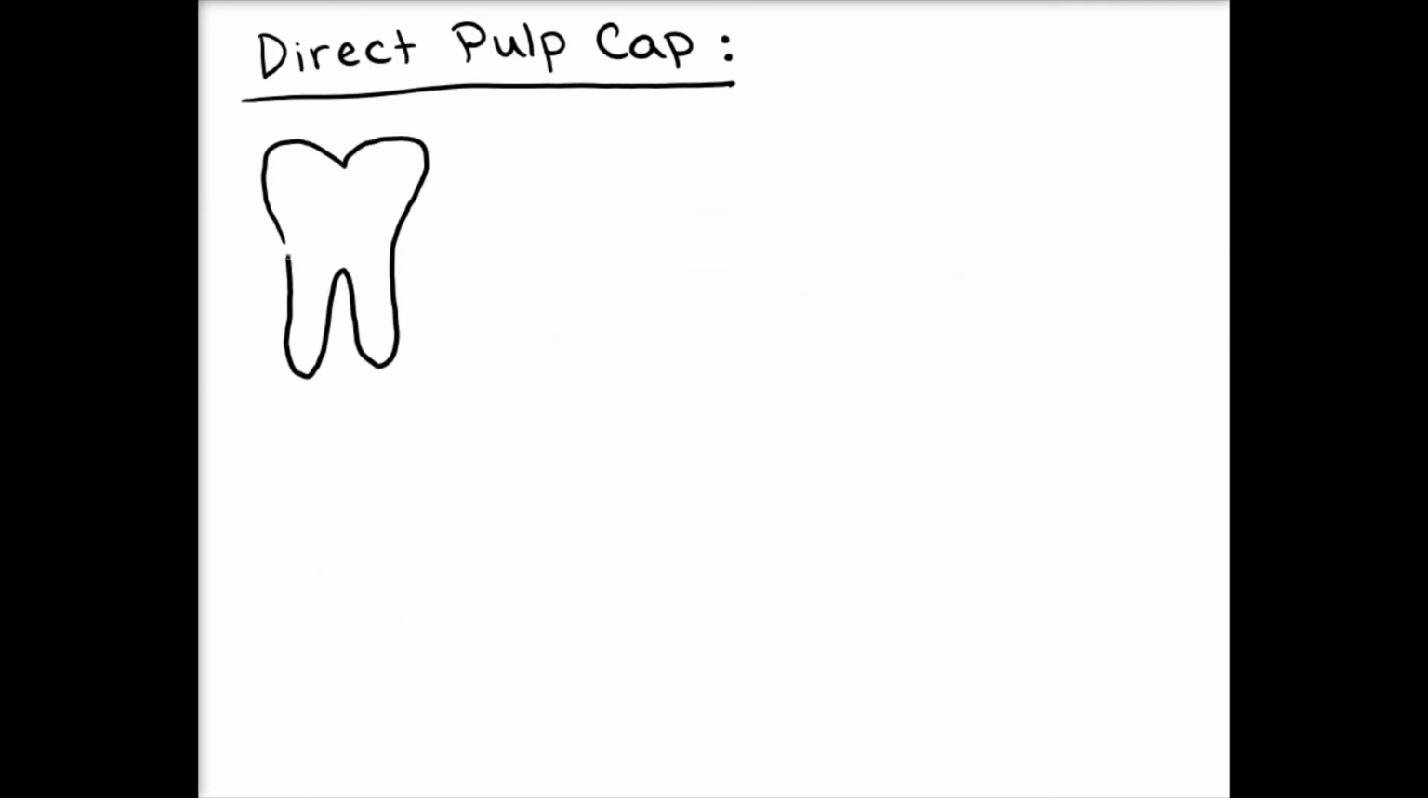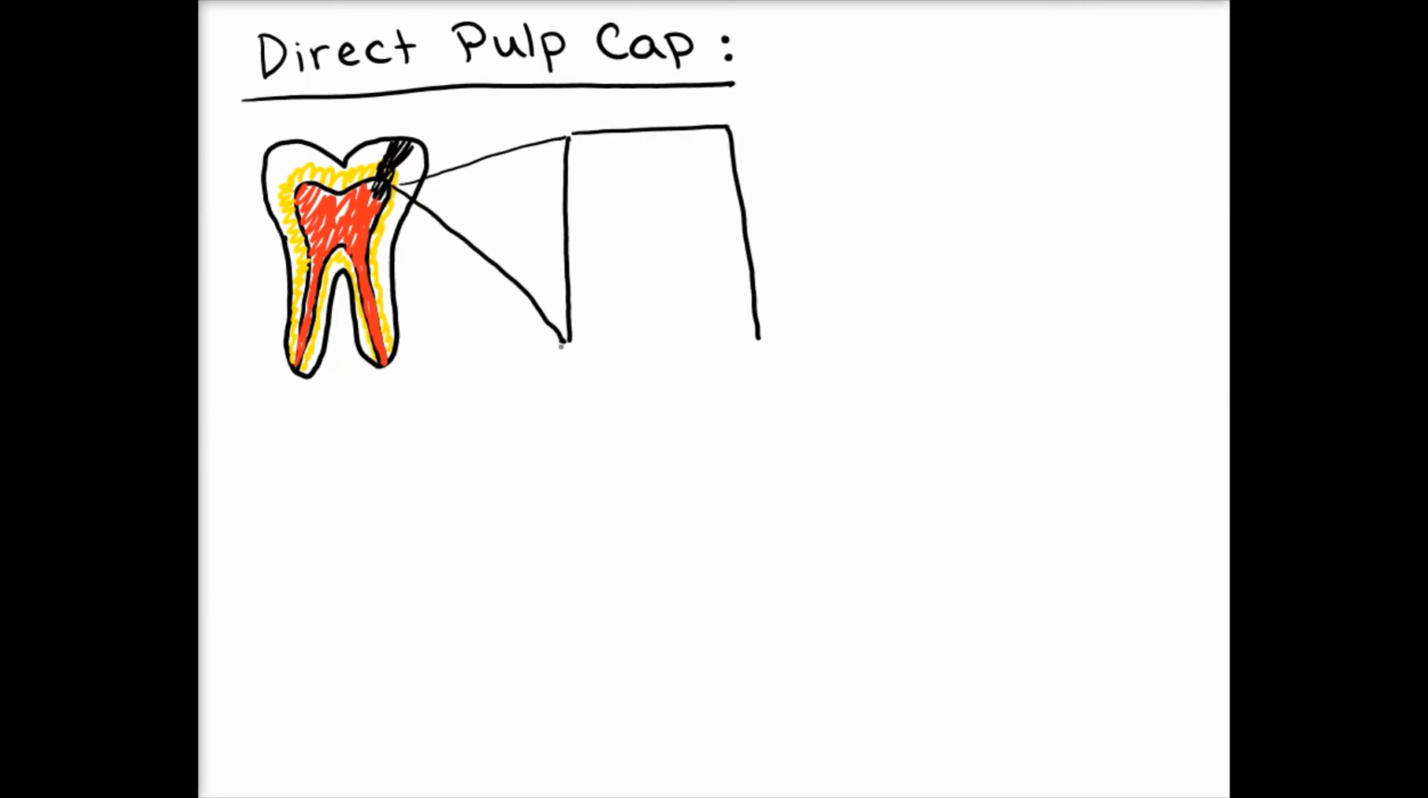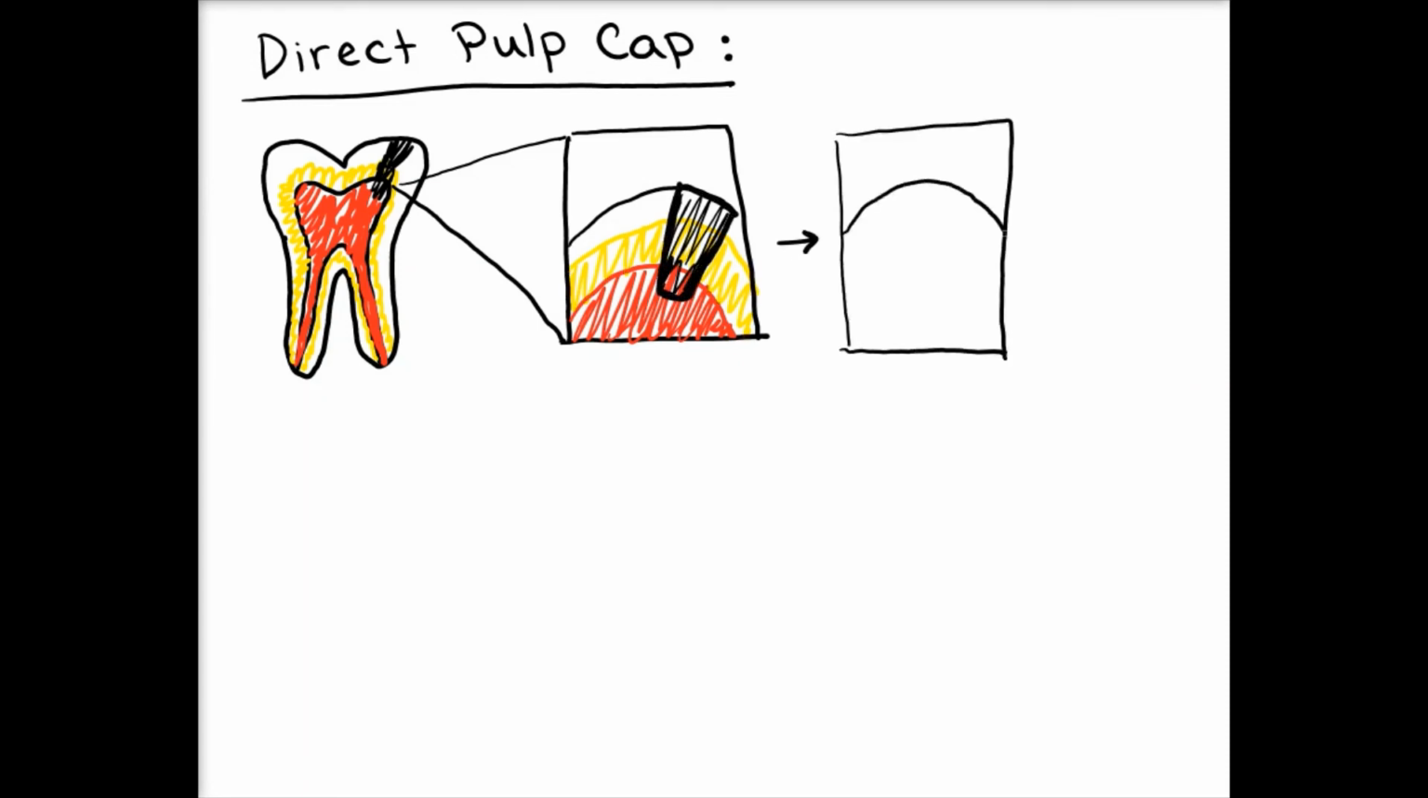The next form of pulp capping we'll take a look at is the direct pulp cap. Again, I'll draw a vital tooth with a carious lesion that extends into the enamel, the dentin, and the pulp. Once more, we'll zoom in to take a closer look at the procedure. Here, a minimal amount of pulp tissue is removed and the vital pulp is directly medicated, usually with calcium hydroxide or MTA.